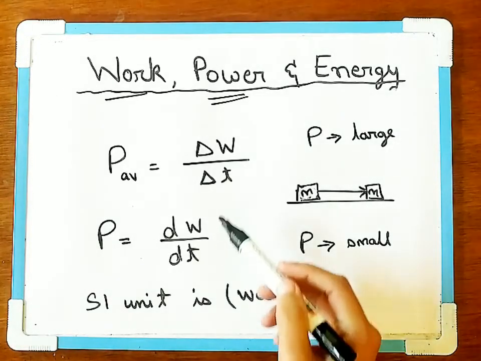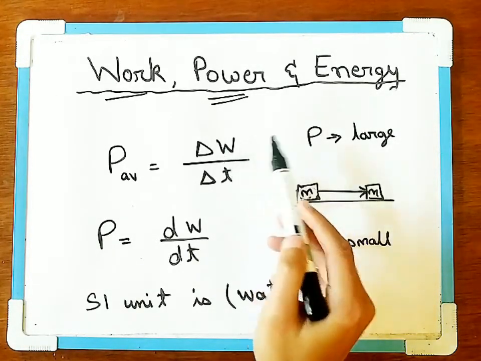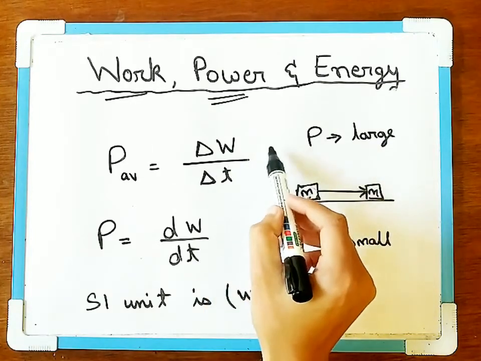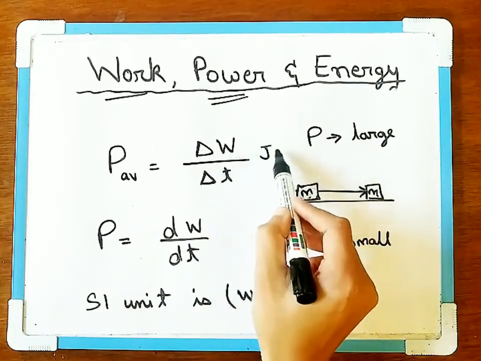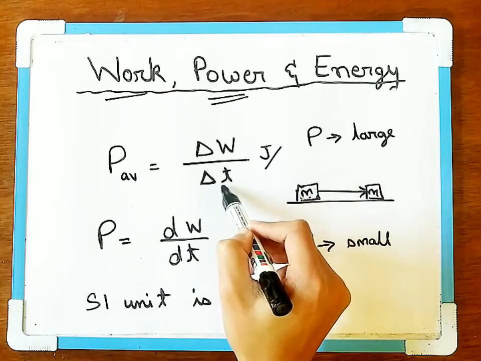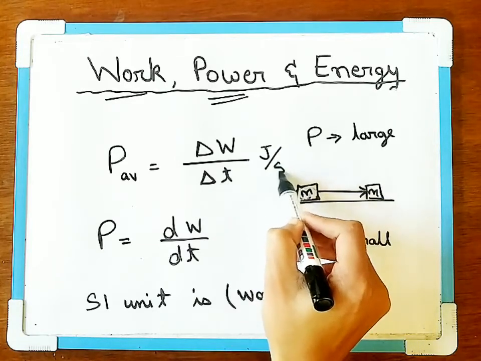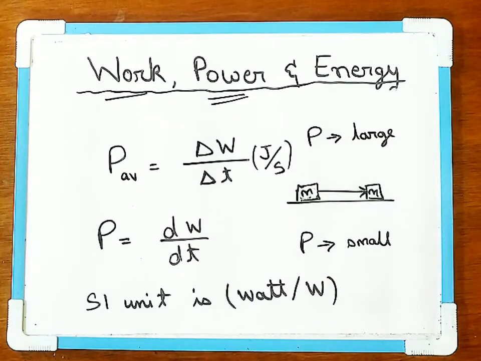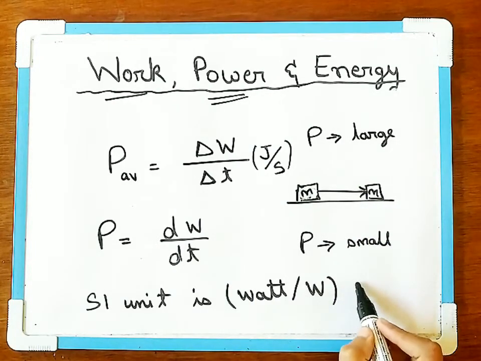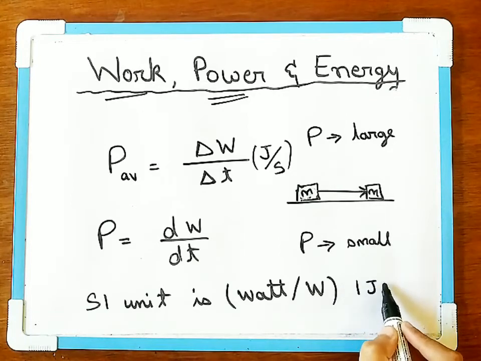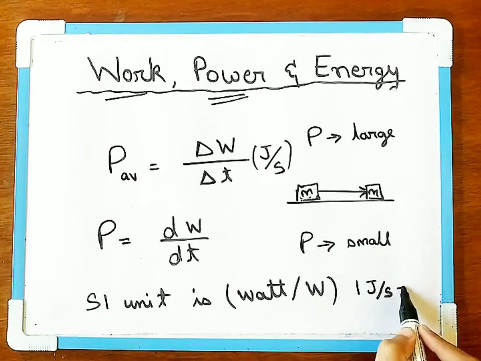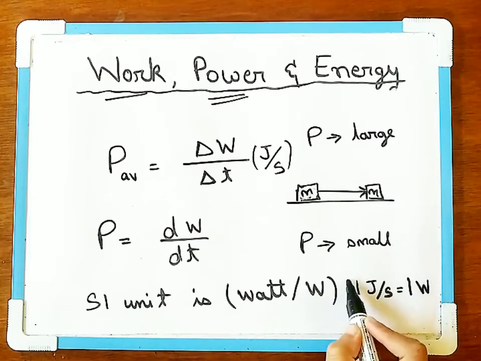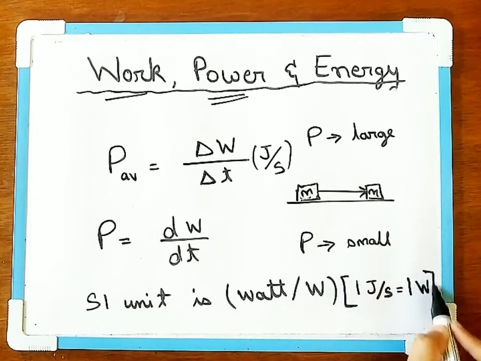Or from the given formula, the SI unit of power can be joules, divided by the SI unit of time, which is second. So the SI unit of power can be joules per second. Hence 1 joule per second is equal to 1 watt. So these are the two SI units of power.